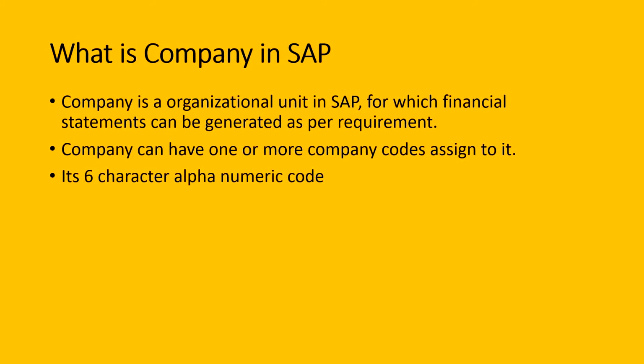So suppose we take the example of YouTube itself. Consider YouTube as a company, and YouTube has presence in different countries. YouTube India you can take as a company code, YouTube UK you can take as a different company code. So we can take YouTube as a company, and YouTube India, UK and different regions as different company codes.